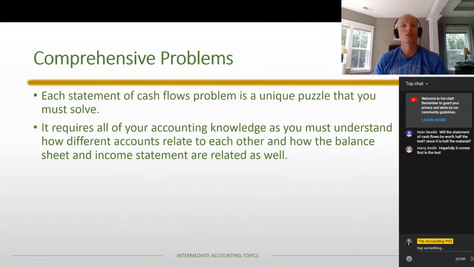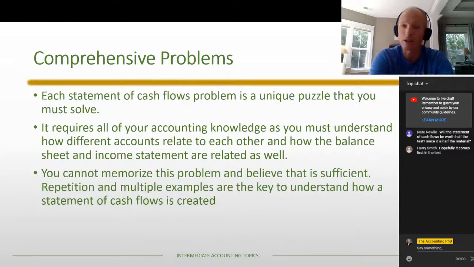It's going to require all of your accounting knowledge. You're going to have to understand how different accounts relate to each other, and also how the balance sheet and the income statement are related to each other. So there's a lot going on. My approach is, since the statement of cash flows touches on topics that are a mile wide, we're only going to be going a few inches deep on any one of those topics. So it's not going to get overly complicated, but in practice it does, to understand how a statement of cash flows is put together. Many companies have software that does it for you, but obviously somebody had to write that software too.